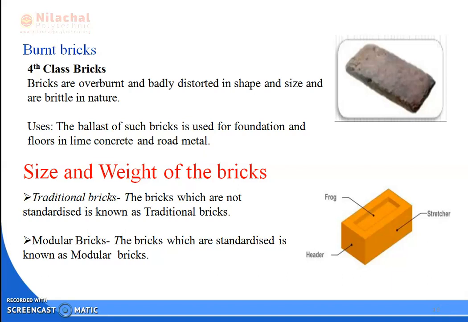So here are the four types of burnt bricks. We can say that first class brick, second class brick, third class brick and fourth class brick. Next we will read about size and weight of the bricks in the next slide.